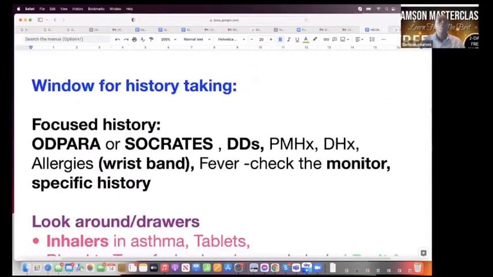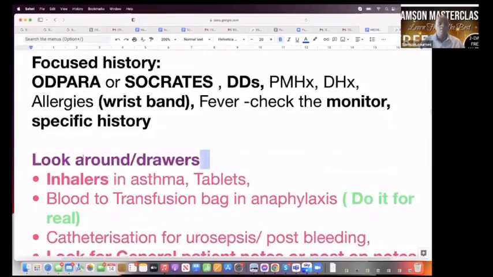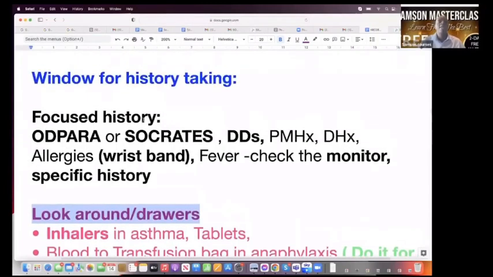Then the window has opened for a very focused, very targeted history. In here, you're going to have to ask a few questions. You will also need to look around. We are assessing very quickly. Look around, what is around the patient, any clues, and then take a very focused, targeted history. It's not the long past medical history, social history, occupation, and those types of histories. It's very targeted. What's the presenting complaint? It is shortness of breath.